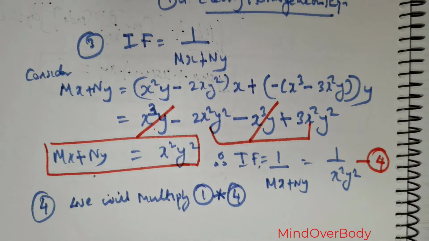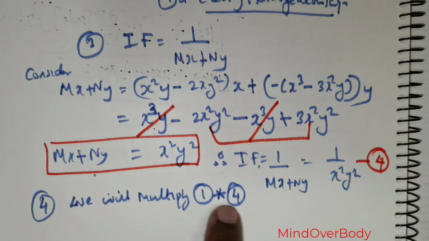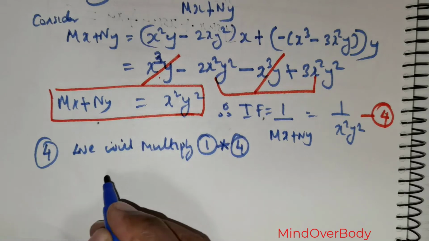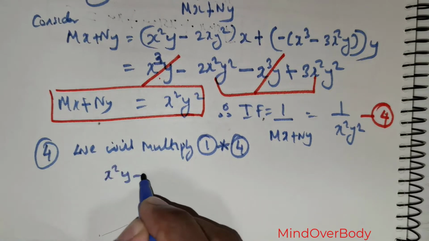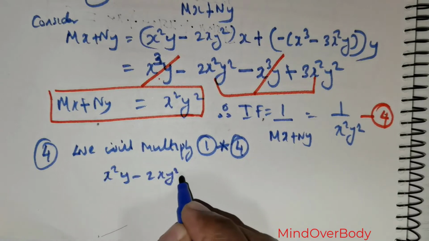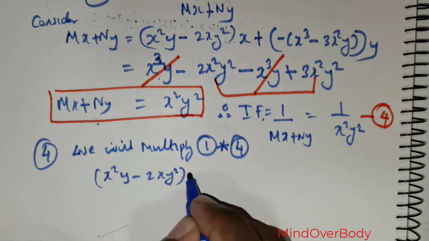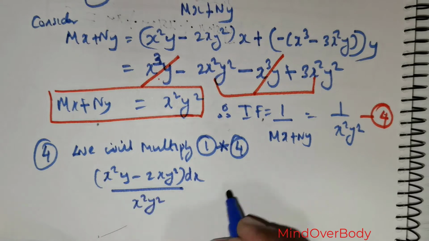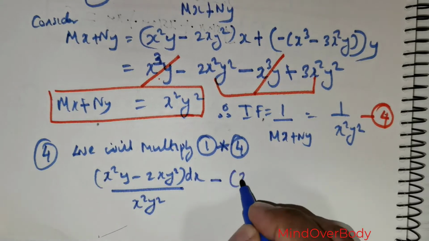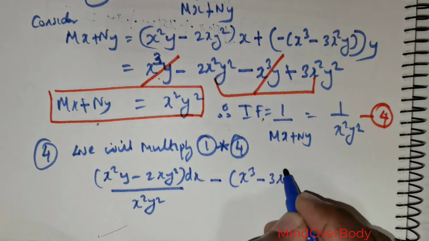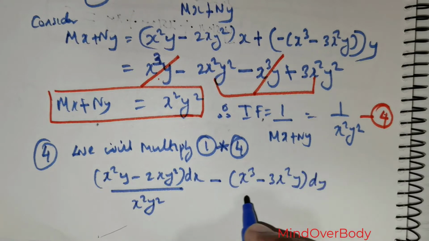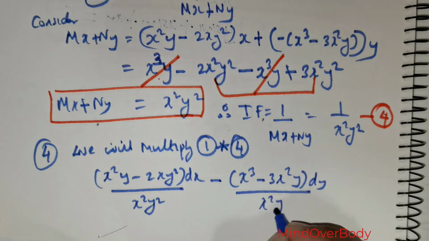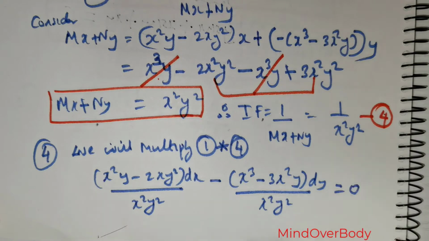In other words, I would say we will multiply 1 with 4. That's what we have to do. So this is going to give me (x squared y minus 2 times x y squared) times dx, minus (x cubed minus 3 times x squared y) times dy, divided by x squared y squared, is equal to 0.